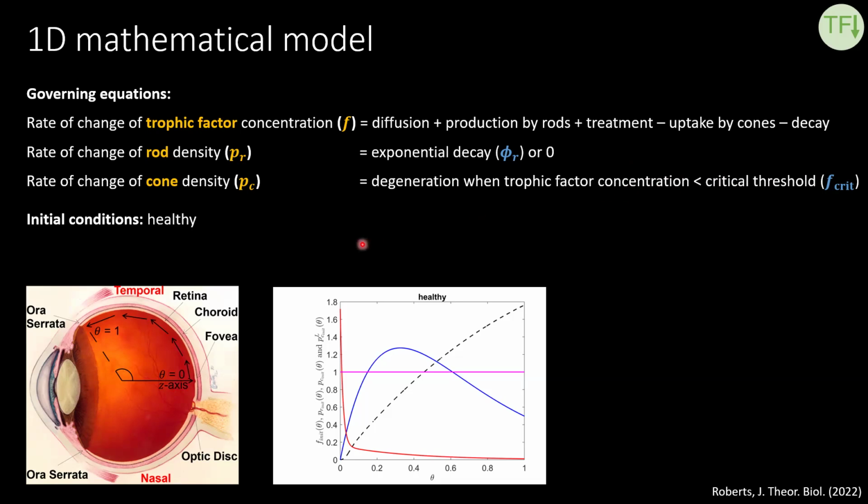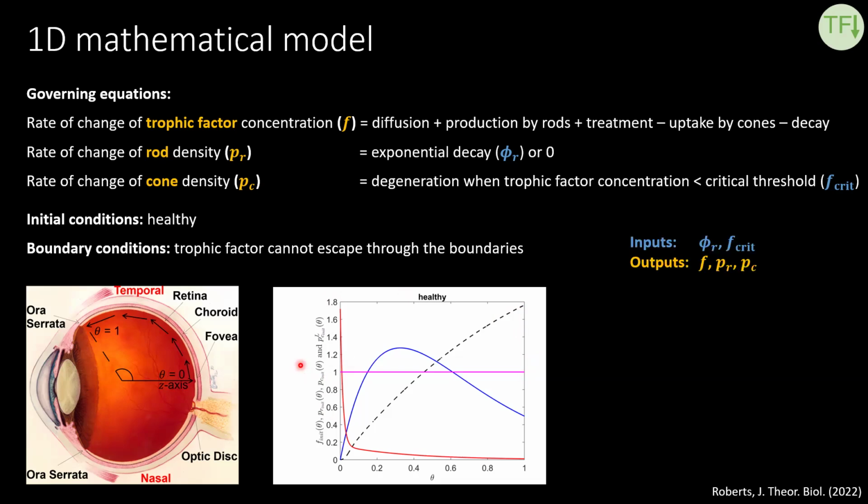And then as before, we need initial and boundary conditions. So in this case, we're just going to look at healthy initial conditions. So all the cones and rods are there healthily and happy. And for the boundary conditions, it's the same as before in that we're assuming there's no flux of trophic factor out the boundaries. So that's by symmetry at the fovea, and the simplest assumption at the ora serrata.